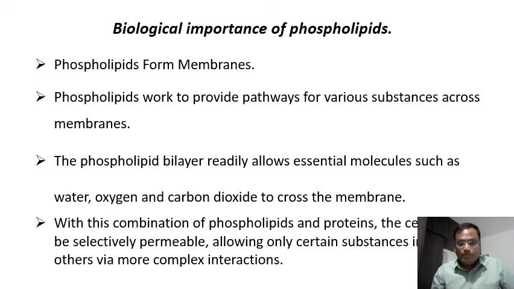Now, phospholipids form membranes, as I already mentioned, and they work to provide pathways for various substances across membranes. Not only are they involved in the structure of membranes, they also play a vital role in the functioning of the membrane. Now, what is the function of the membrane? The membrane is involved in transportation of different kinds of molecules across it. So these phospholipid molecules are involved in the transportation of molecules across the membrane. The phospholipid bilayer readily allows essential molecules such as water, oxygen, and carbon dioxide to cross the membrane. And with the combination of phospholipids and proteins, the cell is said to be selectively permeable, allowing only certain substances in freely and others via more complex interactions.